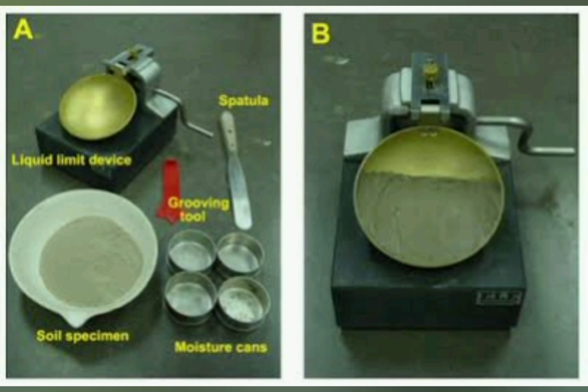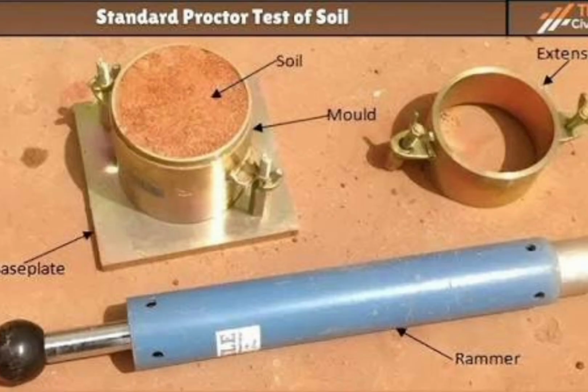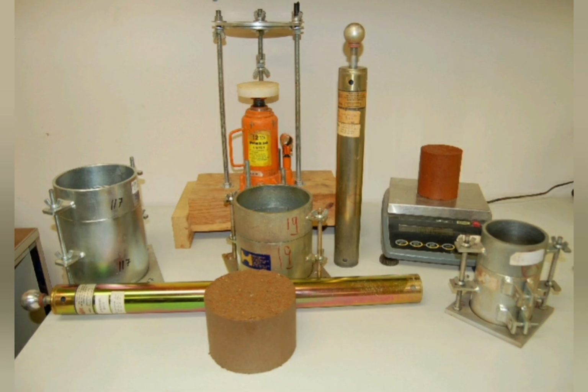Now let's move from classification to the tests that determine how the soil will behave under load, starting with the standard Proctor compaction test. In the field, we compact soil to increase its strength and reduce its settlement. But how do we know what the target is? The Proctor test answers that. In the lab, we take a soil sample at a specific moisture content and compact it in a standardized mold with a standardized hammer in 3 layers.